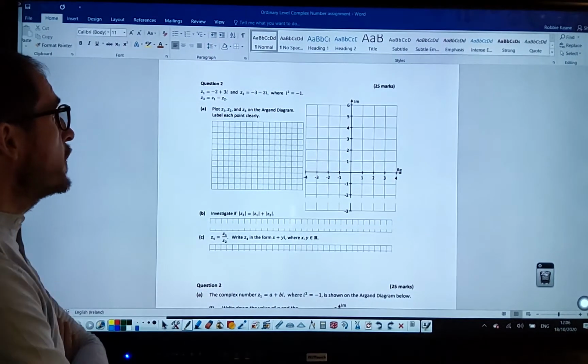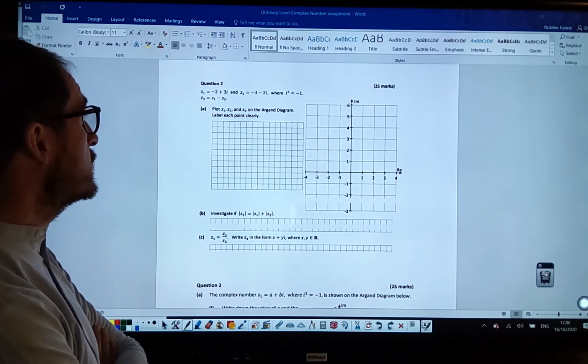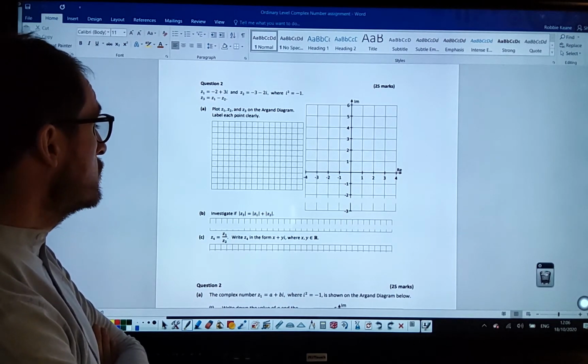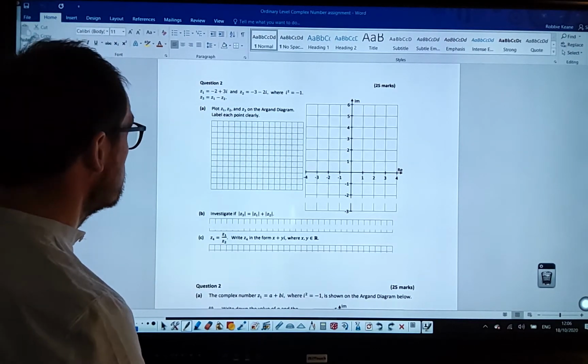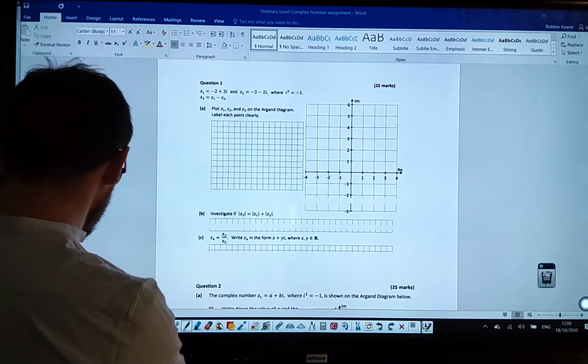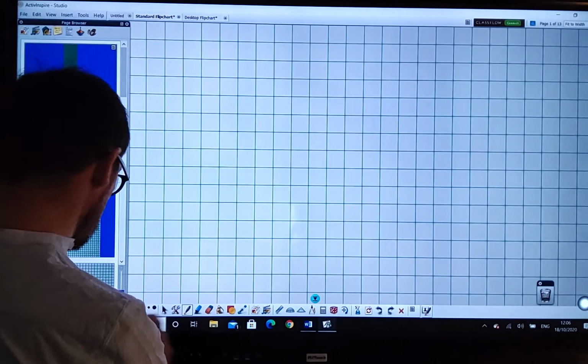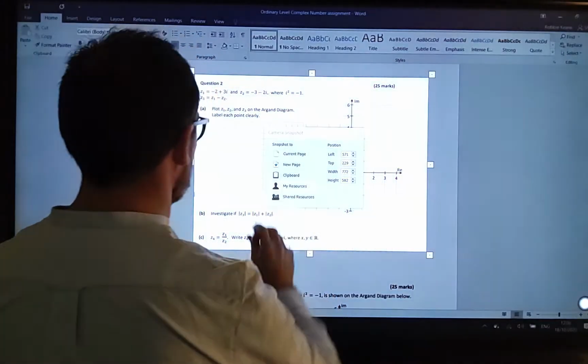So Z1 is minus 2 plus 3i. Z2 is equal to minus 3 minus 2i. And Z3 is equal to Z1 minus Z2. So plot them on the diagram and label each point clearly. Okay, so we'll do this part here. Or actually, we'll do this on the other board. So, just give me 1 second. And we'll ask the question.